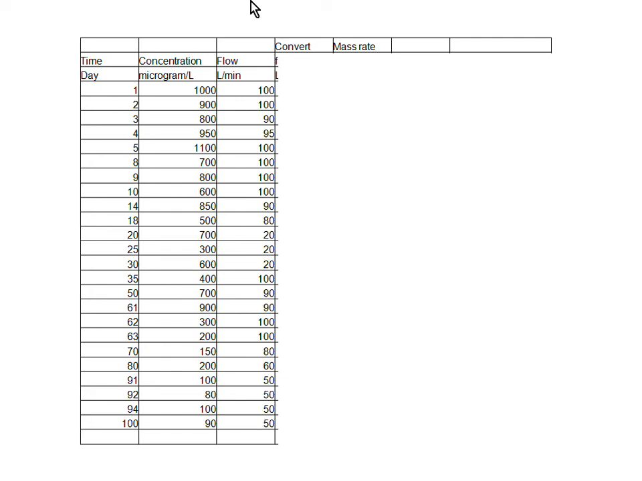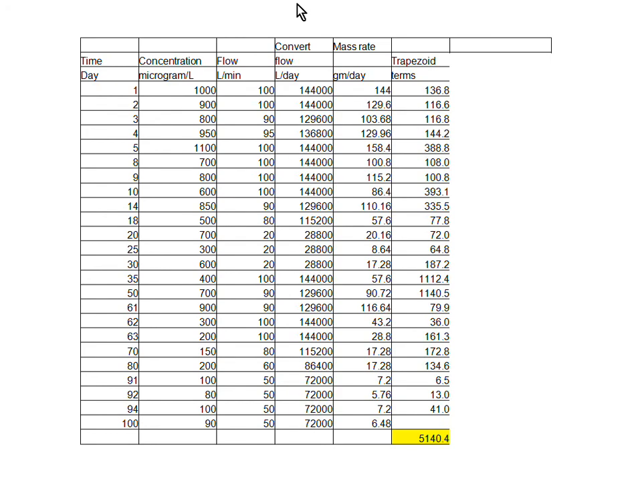So what we want to do is calculate the mass rate. And to do that, we have to do some conversion. So the first thing that I did was to convert from liters per minute to liters per day. And then I can multiply micrograms per liter times liters per day, and then convert to get grams per day. So here's my mass rate in grams per day.